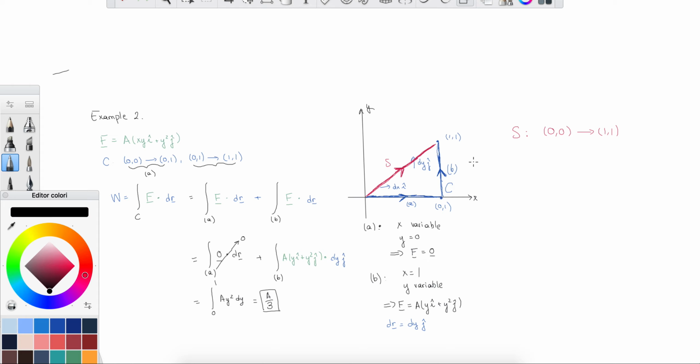So what do we end up with? The work, again, equal to the line integral along the path S of f dot product dr. Now, how can we define dr? In this case, dr is equal to, well, think about the slope of the line, right? This line has slope 1, which means that for every small step that we make in the I direction, we're going to make that same small step in the j direction. So this is equal to dx I plus dy j.